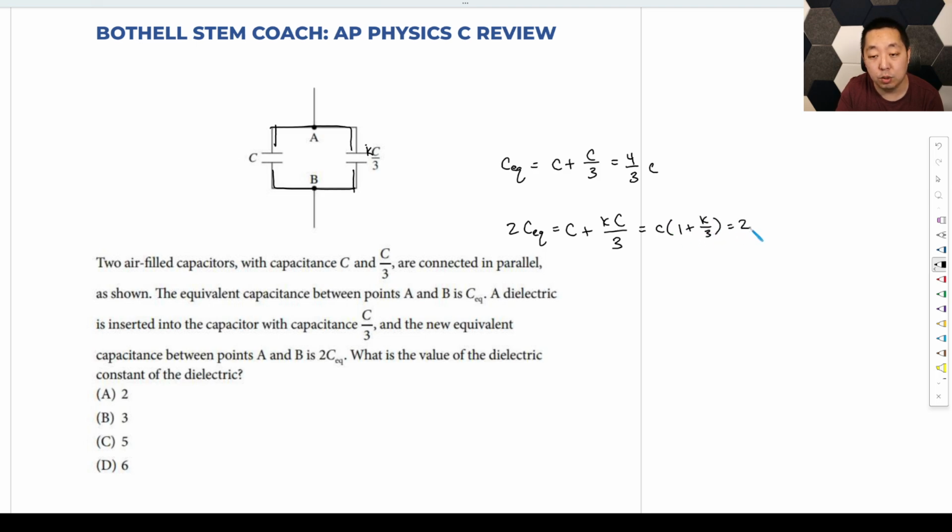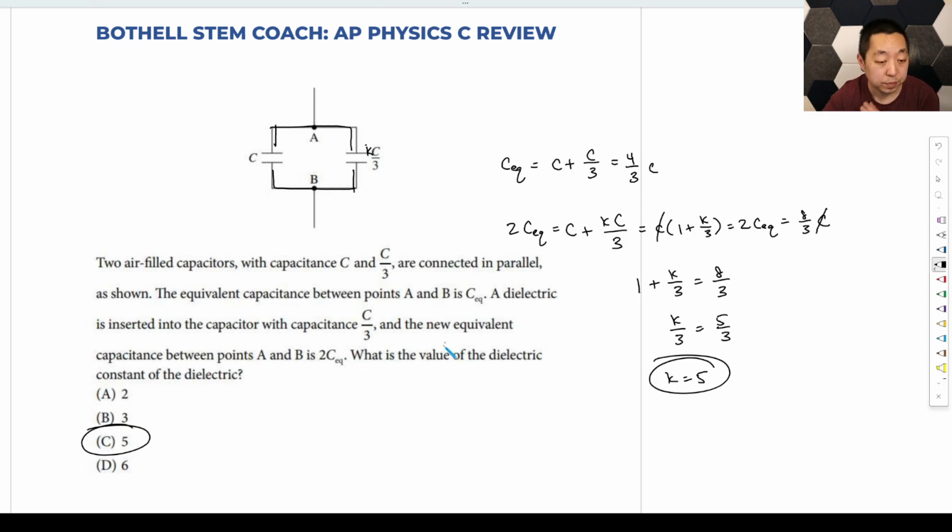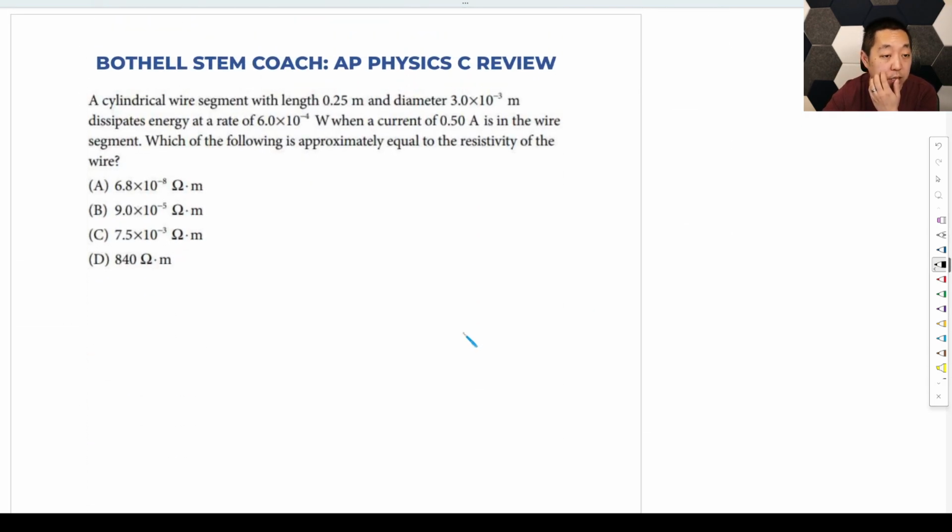And that equals 2 times the equivalent, which is 8/3 C. So the C's cancel here, and you get 1 plus kappa over 3 is equal to 8/3. Kappa over 3, you subtract 1, is going to be 5/3. So kappa has to be 5. Okay, so like that.